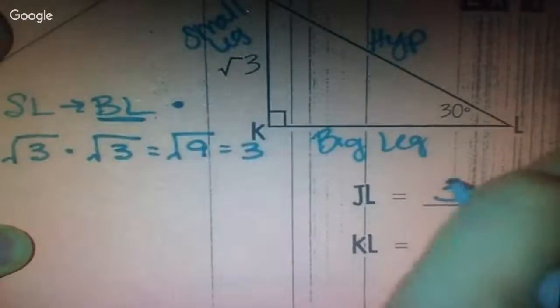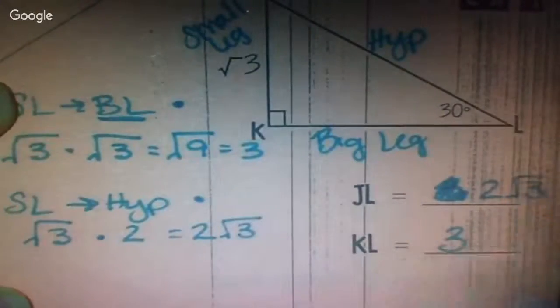Oops, I put that in the wrong spot. My bad. That is not J to L, that's K to L. I was like, okay. So when you multiply this time, you get the square root of 3 times the square root of 3, which is the square root of 9. And you know that that reduces to 3. Okay? Small leg to hypotenuse, you multiply by 2. So the square root of 3 times 2 is 2 square roots of 3. Whoop, there it is.